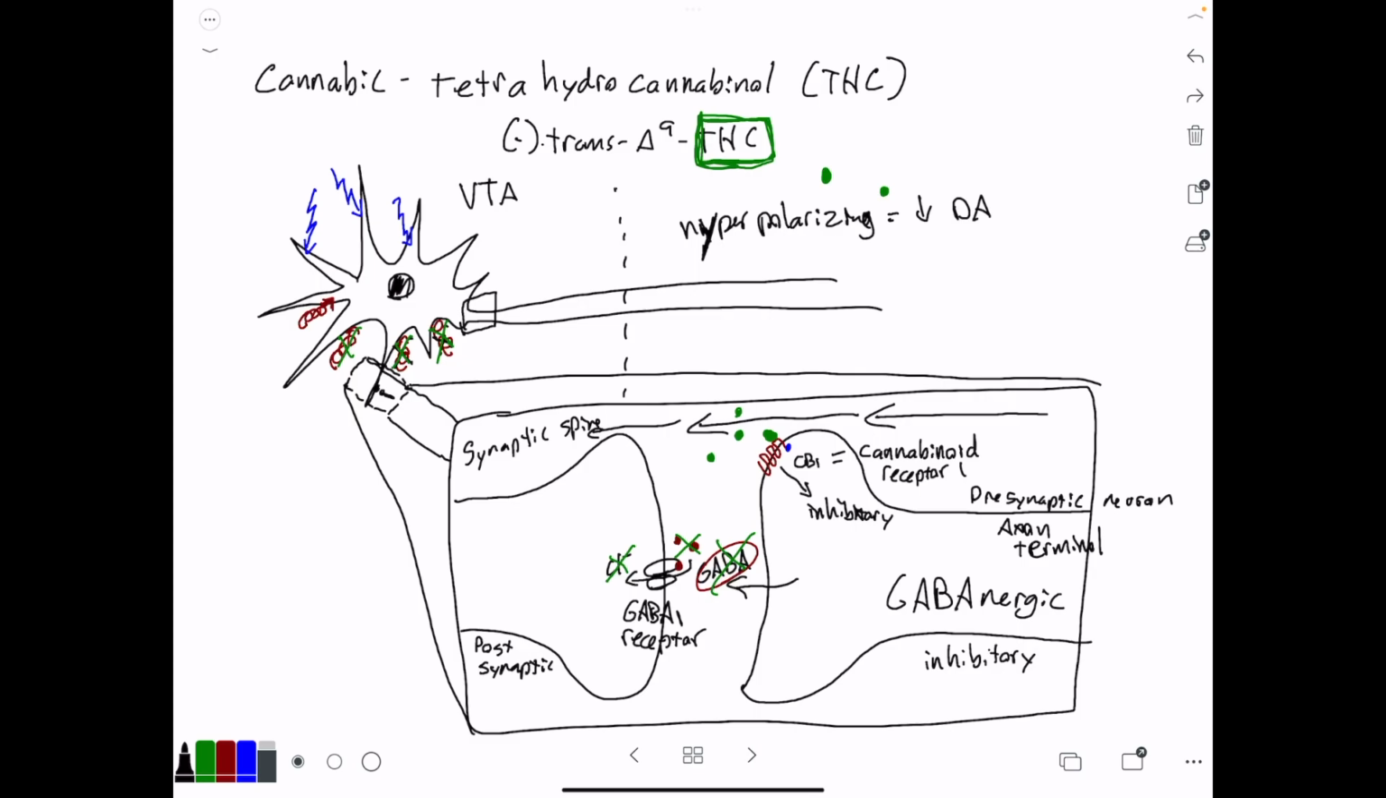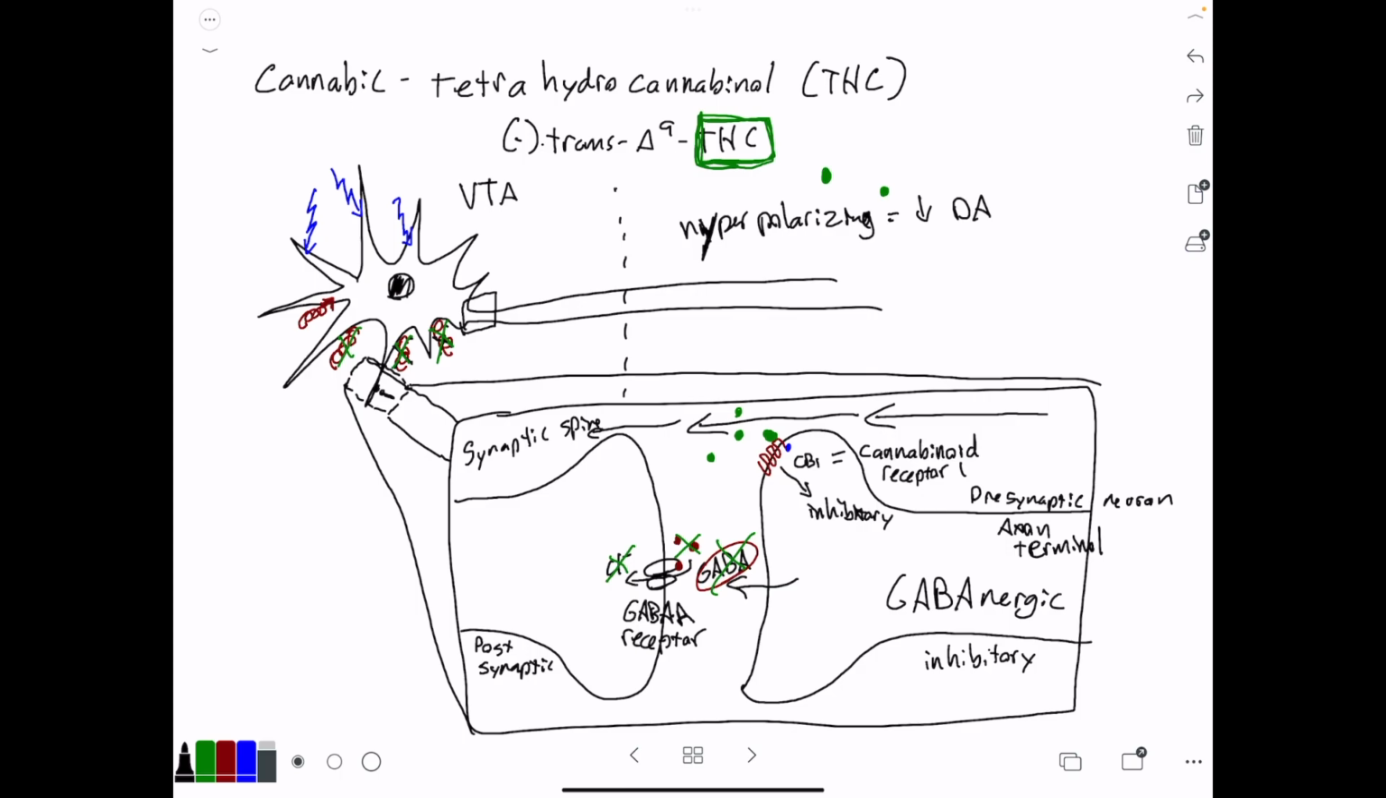Okay. There's GABA. There's no such thing as a GABA1 receptor. There's GABA A, or GABA A receptor, as opposed to GABA B receptor. GABA B receptors are metabotropic. GABA A are ionotropic, inhibitory, leading to inhibitory postsynaptic potentials.